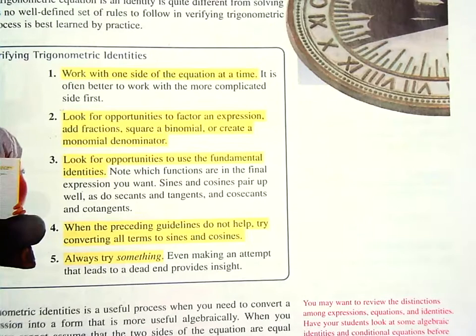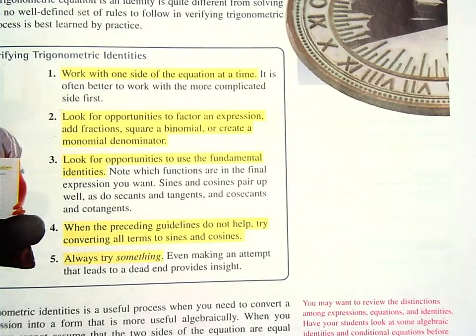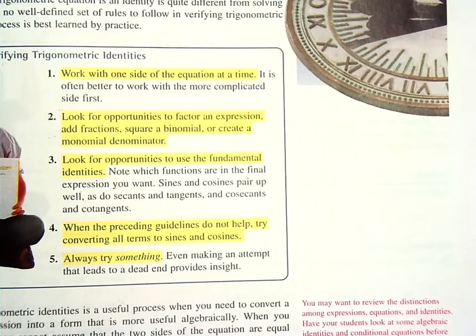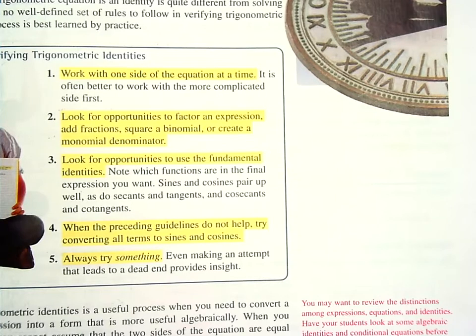And these are basically the steps in order to verify a trig identity. So again, copy down the highlighted portions as I read through them. So one, we're going to work with only one side of the equation at a time. There's going to be two sides, obviously, and we'll work with a more complicated one. So for number 2, you're going to look for opportunities to factor an expression, add fractions, square a binomial, or create a monomial denominator. That one's the most important one. Please make sure you know how to do that.